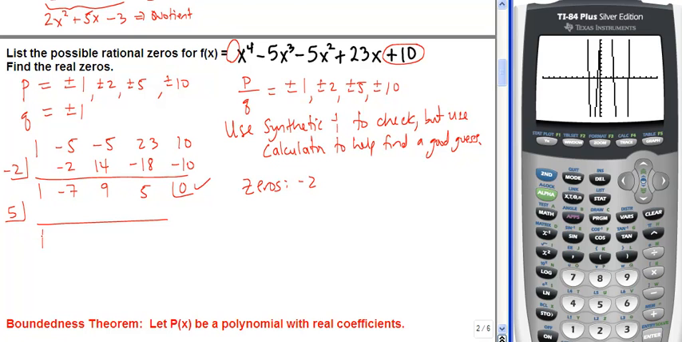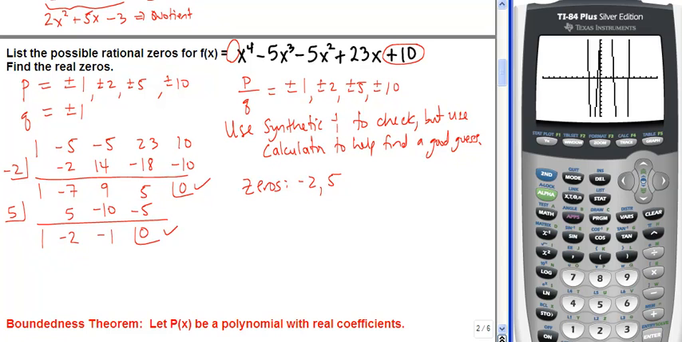So I bring down the 1, 5 times 1 is 5, negative 7 plus 5 is negative 2, 5 times negative 2 is negative 10, 9 minus 10 is negative 1, 5 times negative 1 is negative 5, and there's that 0. So we also have proven now that 5 is a 0 as well.